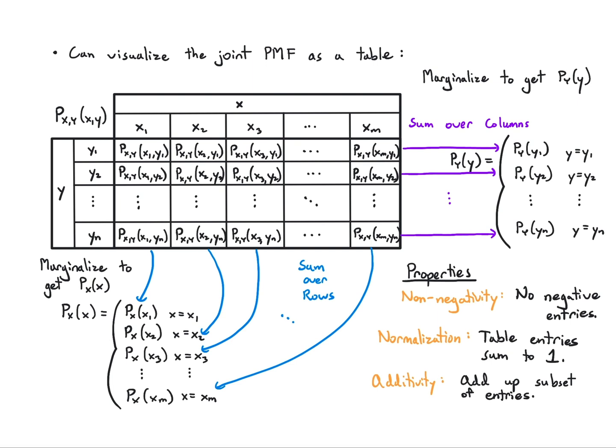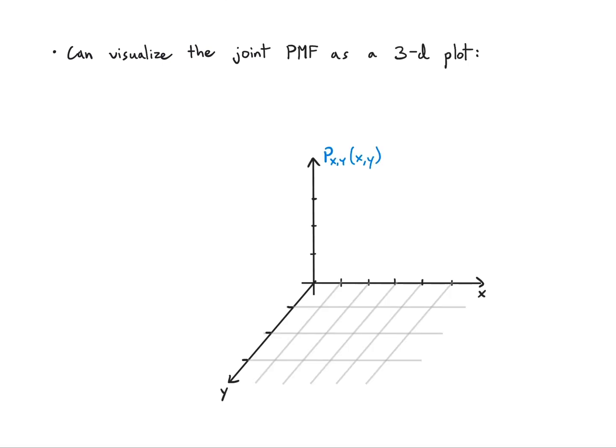So figure out which pairs of entries meet your conditions, and then add up the entries in those parts of the table. We'll see an example in a minute. Let's do another visualization. I can visualize the PMF as a plot, but I'm going to need a 3D plot to do that. So I painstakingly made this 3D plot for you, and I'm just drawing some arbitrary values here to show you what's going on.